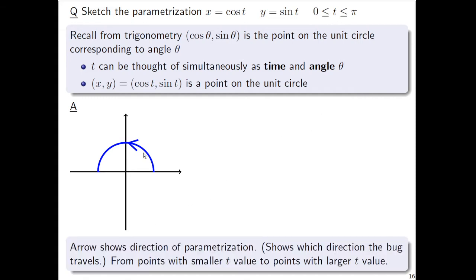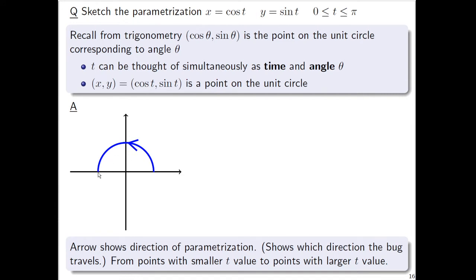We show this arrow in the sketch. This is showing the direction of parameterization. It, in a sense, shows the direction that a bug travels. So you draw the arrow leading away from points with smaller t value and leading towards points with larger t value. This bit of arrow here is trying to suggest that the bug would start right here and then, traveling along this way counterclockwise, ends up right over here, right?